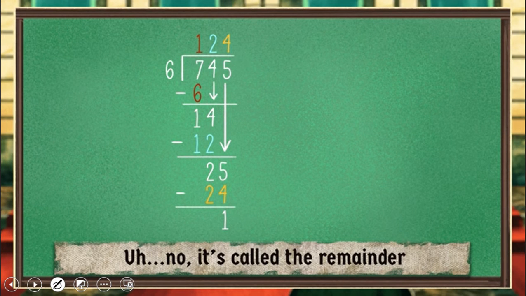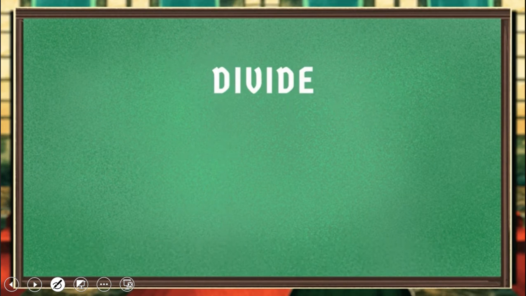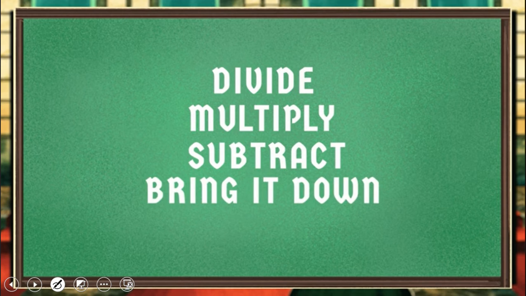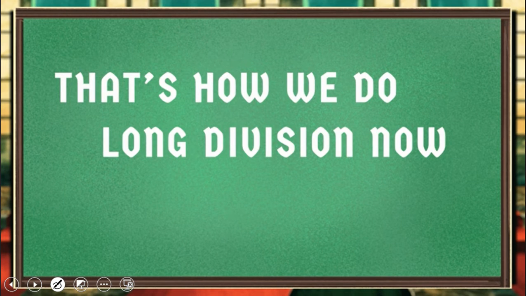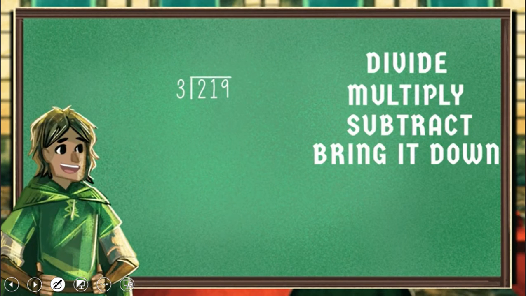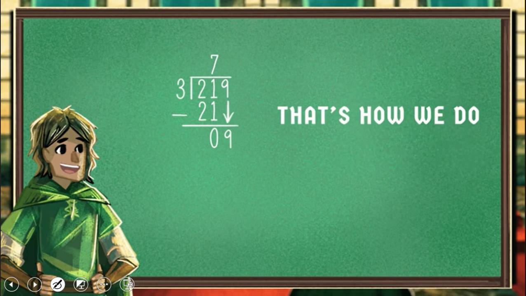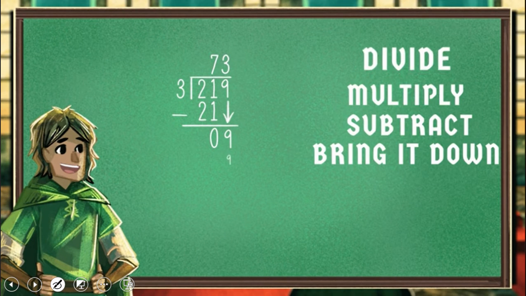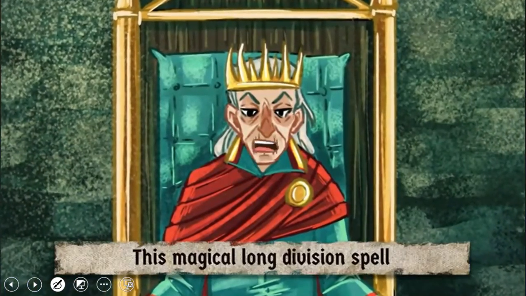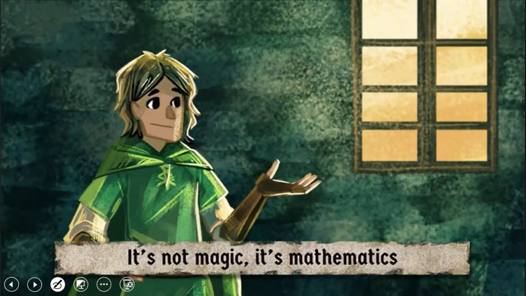No, it's called the remainder. We write it like this on the paper. Divide, multiply, subtract, and bring it down. That's how we do long division now. This magical long division spell must be outlawed. Nah, it's not magic, it's mathematics.